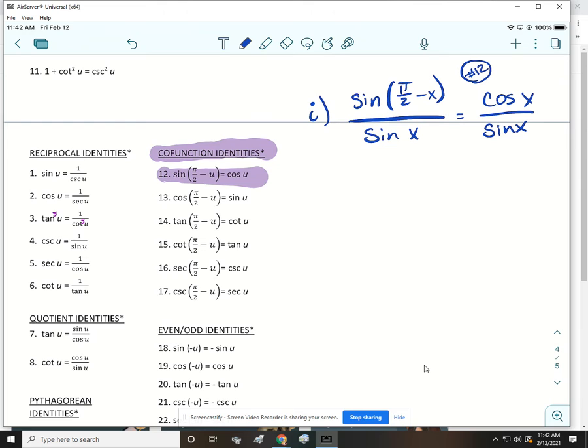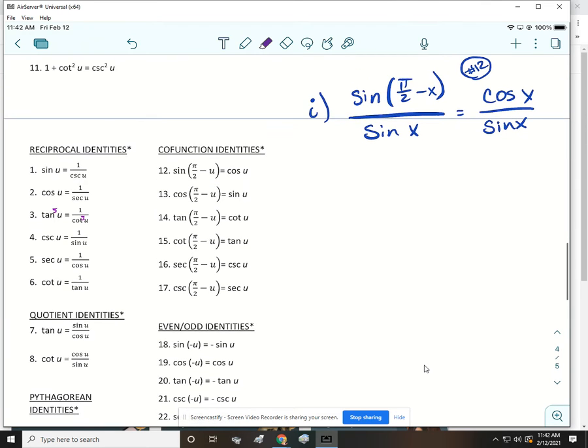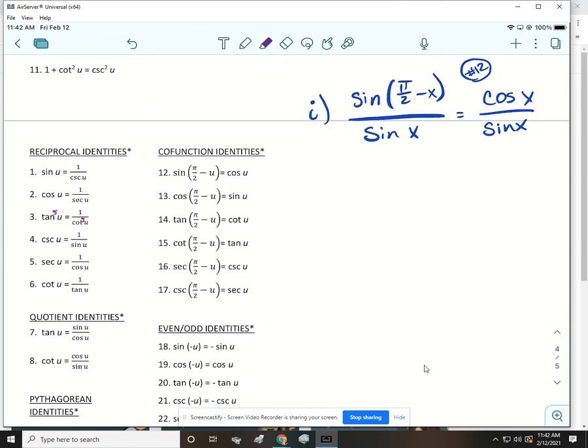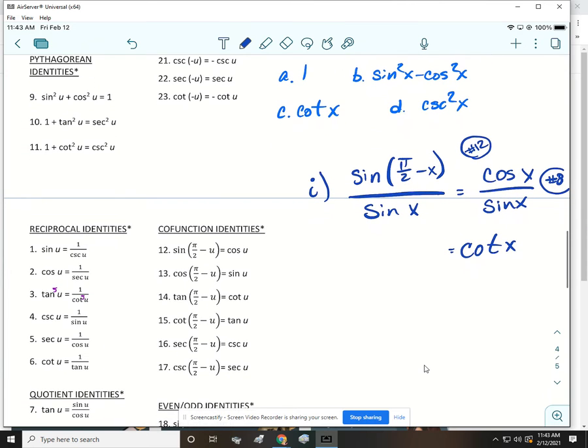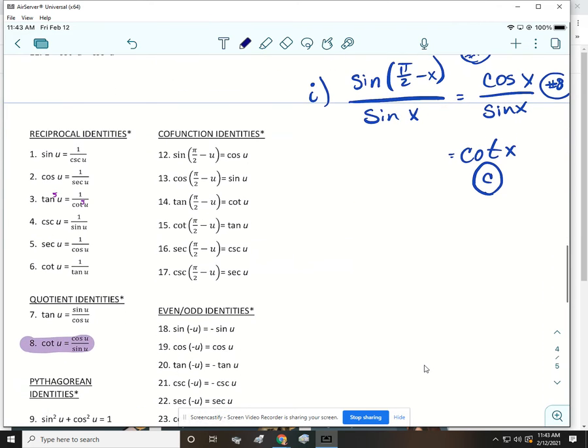Okay, then you keep looking at the identities. And right now we have cosine over sine. So you'll look to see if there's a way I can rewrite cosine over sine, and there is, using number 8. Cosine of x over sine of x is cotangent of x. Right, then we're going to check to make sure that's a choice, and it is. It's choice C. Okay, so we did our first simplifying problem. Okay, let's look at another one.